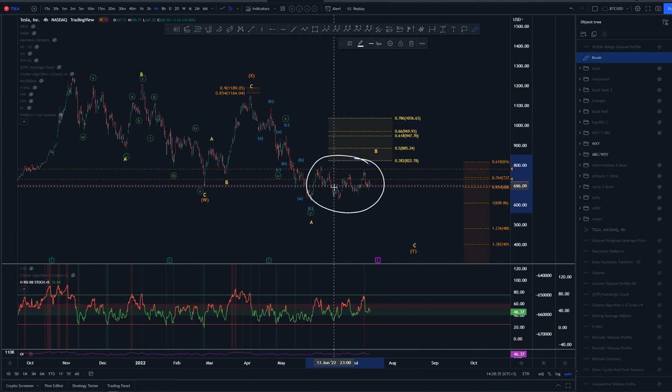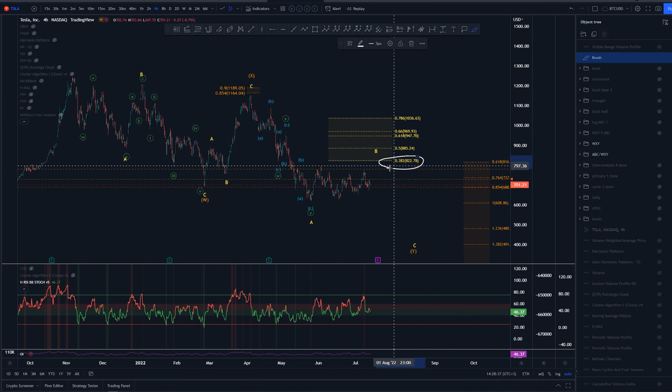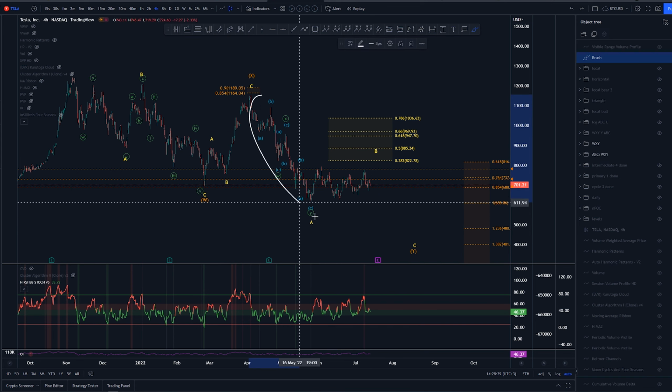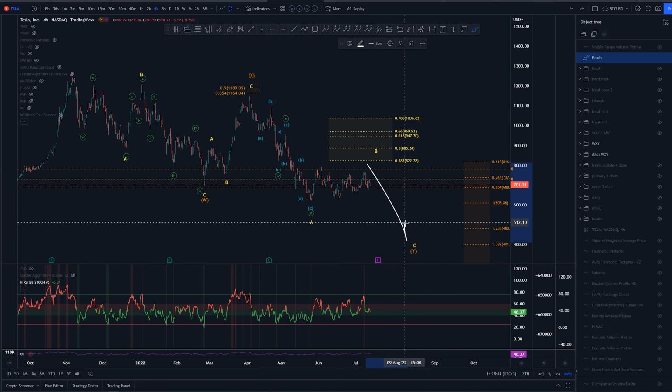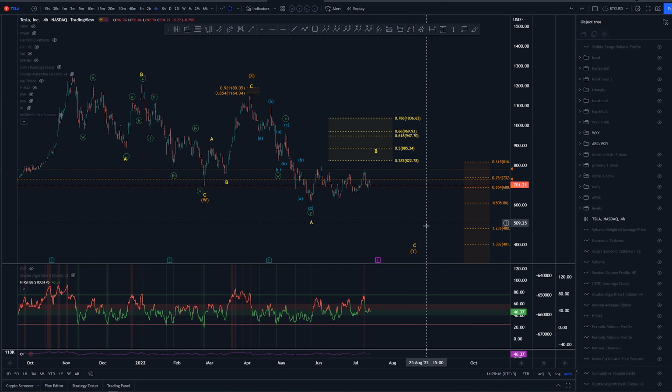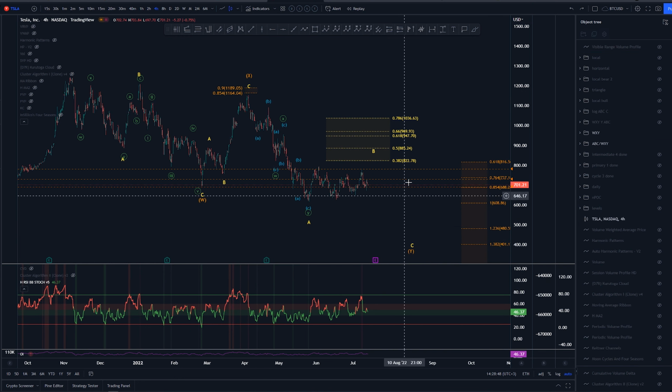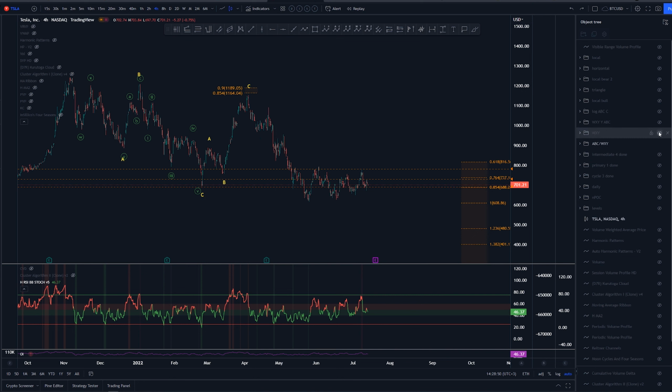Then we are looking for wave B, which we want to see the 38.2 retracement of this first leg here for the wave B. At that point again, we would be looking downwards for that wave C. This is my main count at the moment.